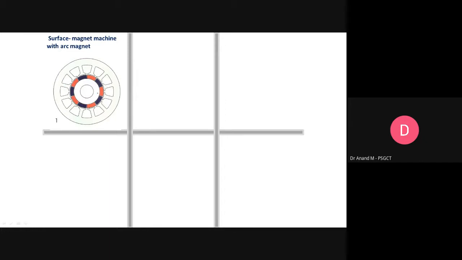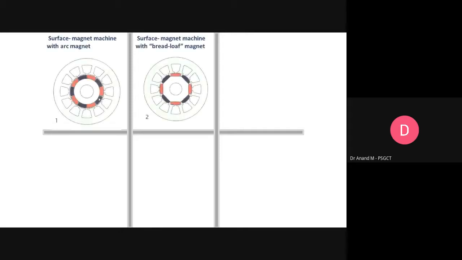What we call a surface magnet type, and you can see the shape of the magnet is an arc in nature. This may be suitable, and in future slides you could see some of the applications and which OEMs adopt which kind of configuration based upon the requirements.